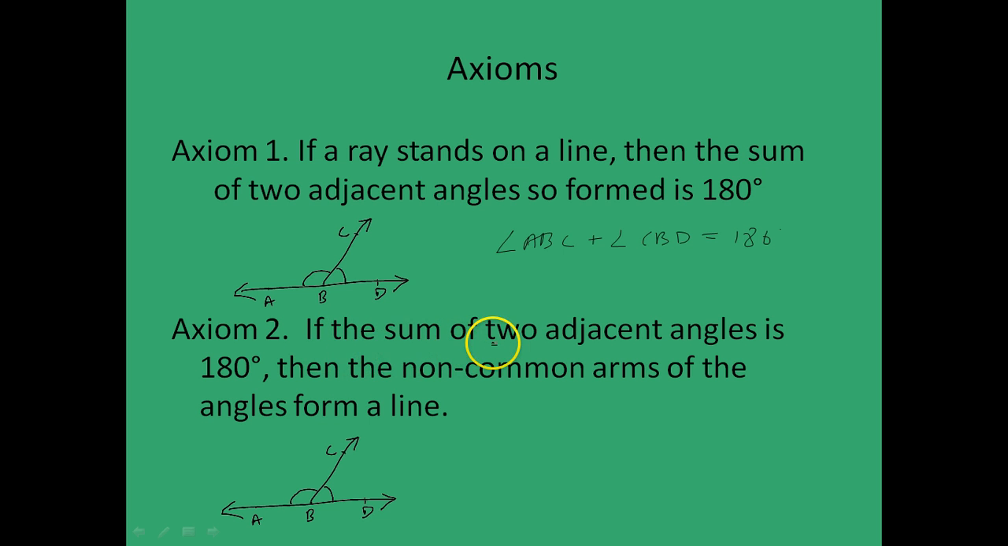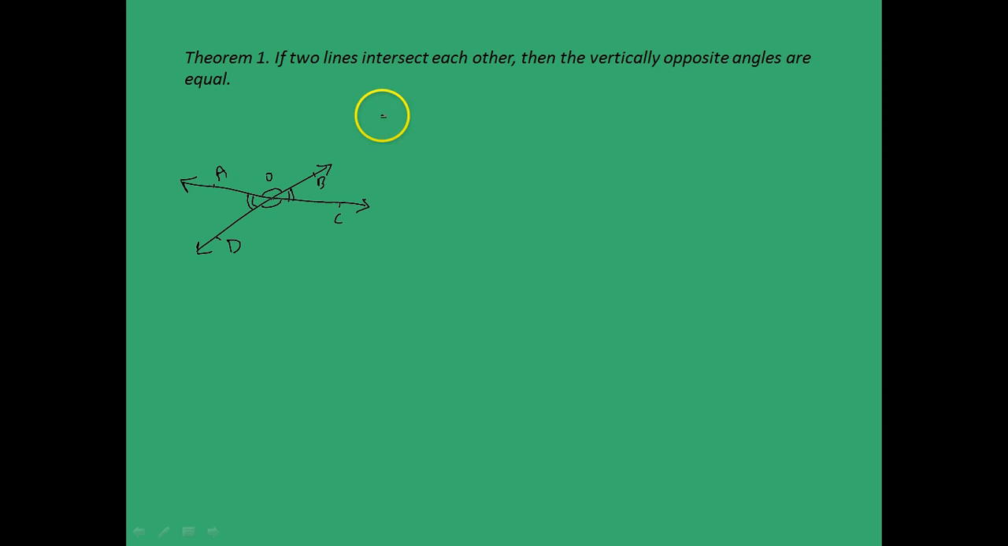Now, if the sum of two adjacent angles is 180 degrees, then the non-common arms of the angle form a line. Again, this is an axiom. There is no proof, so to speak, attached to it, but you can see it in the image itself. Now, let's look at the first theorem of this lecture.